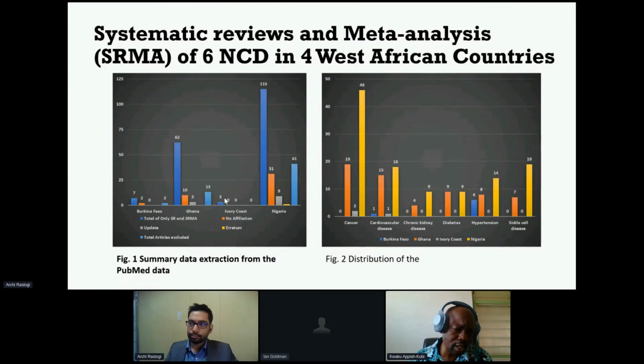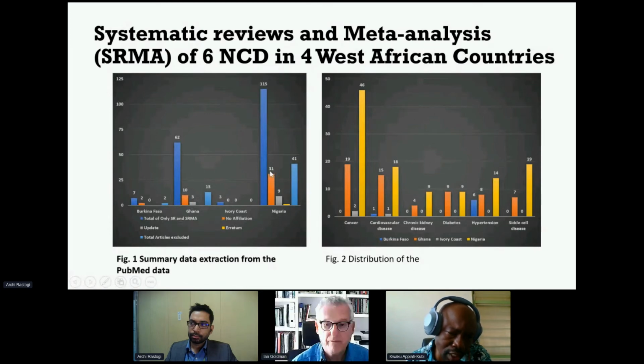We also tried to do some exclusion. Where a study is updated, we still consider it as just one study. And where an erratum is published, that is also excluded. Then we looked at the total number of research that we excluded. So for Burkina Faso, 2 were excluded. For Ghana, a total of that was excluded. Then Nigeria, you can see exclusion as well.